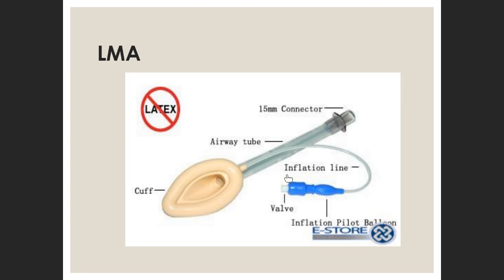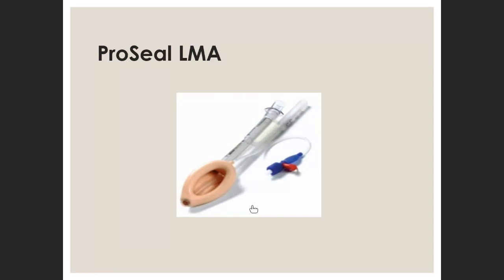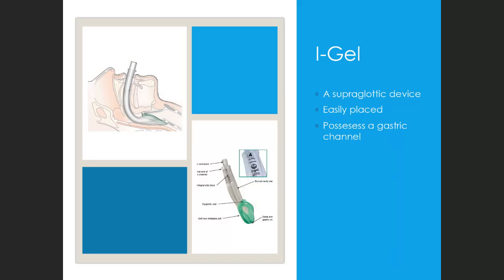So we go again. The airway connector, the airway tube, opens into the mask itself. This is the cuff that can be inflated, and that's the pilot balloon. Got it? This is the ProSeal, as I said. This is a better view of it. So it sits like a normal laryngeal mask, but there's this tube that you can aspirate through, to aspirate the esophagus and the stomach. And then the intubating one.